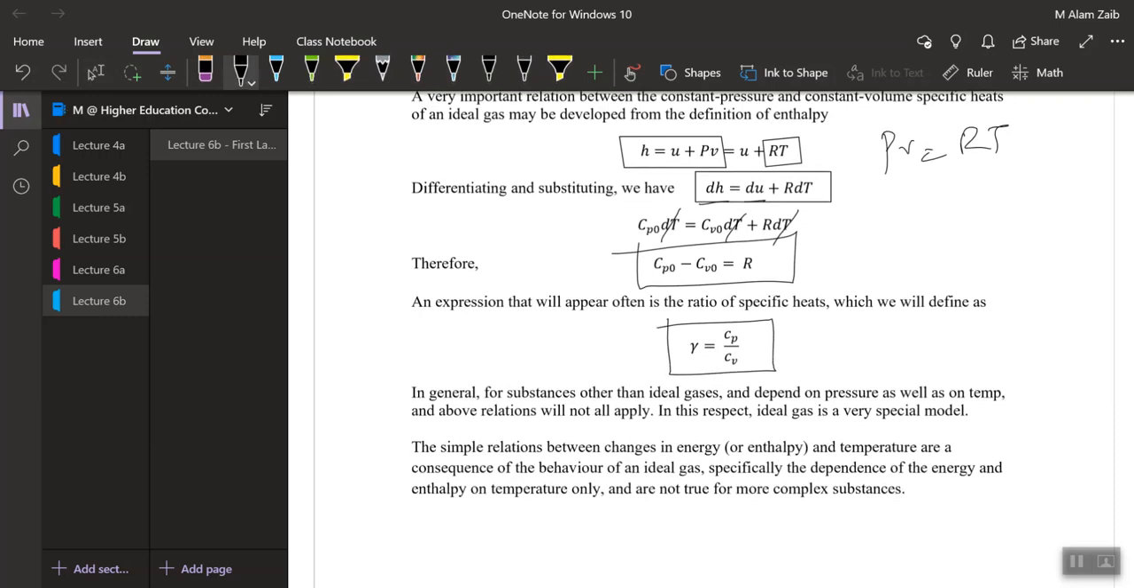In general, for substances other than ideal gas, these properties can depend on many other things, not only on the pressure and temperature. So the above relationship does not apply other than for the ideal gas. So ideal gas is definitely a special case. Many other substances have different properties, being complex substances. For a simple one you can use these equations, but for a complex one we will be relating them with different equations then.